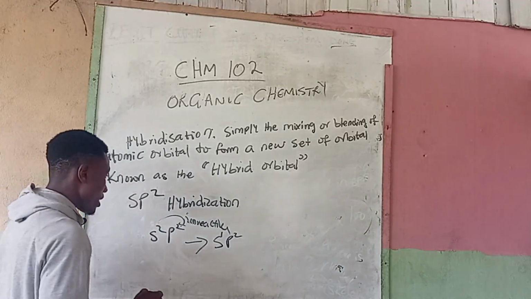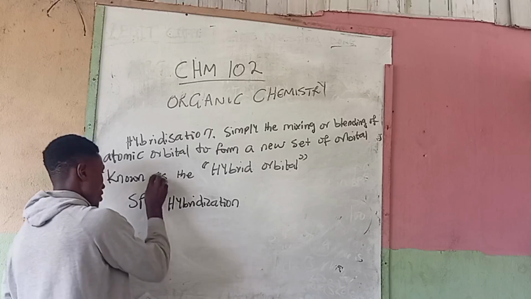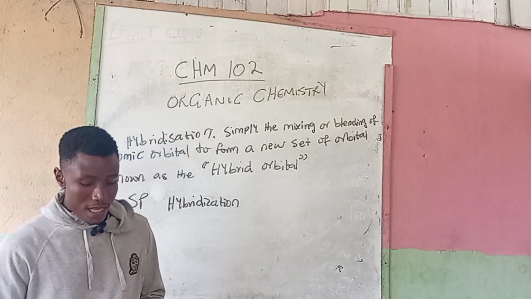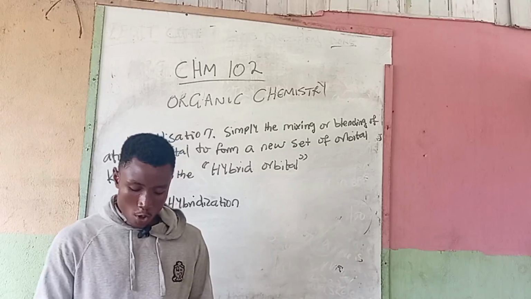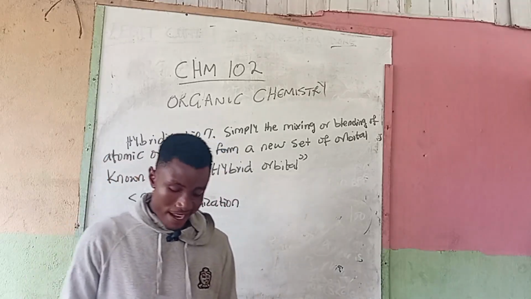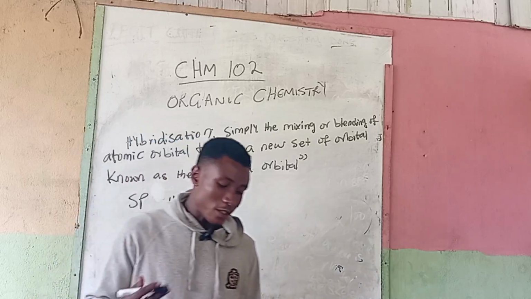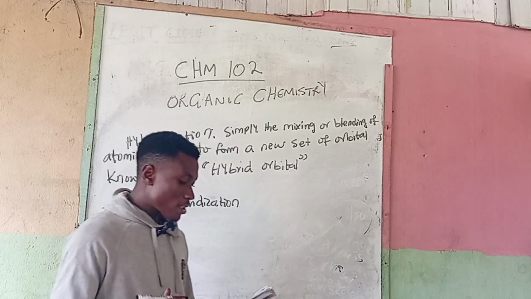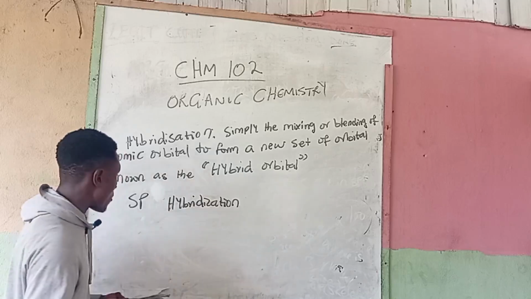So let's move on to the next one, which is the sp hybridization. The sp hybridization is found in alkynes and cycloalkynes. So it is formed by the mixing or the blending of the one electron in the 2s orbital and one electron in the 2p orbital, thereby leaving two electrons unreactive to form a new set of orbital, just like what I have said.